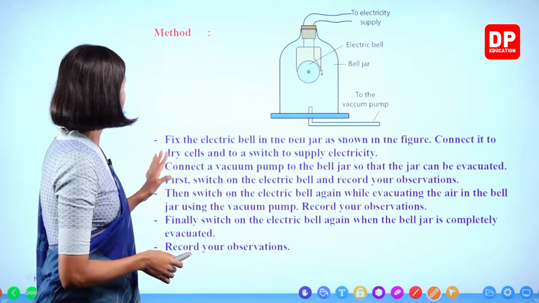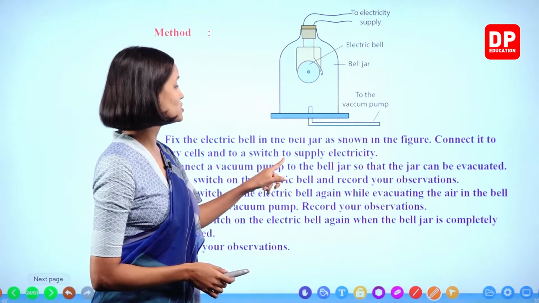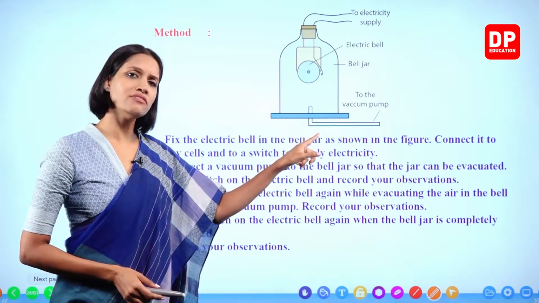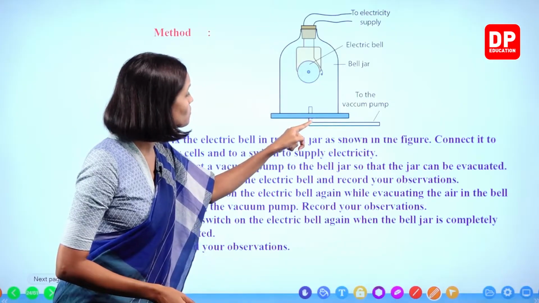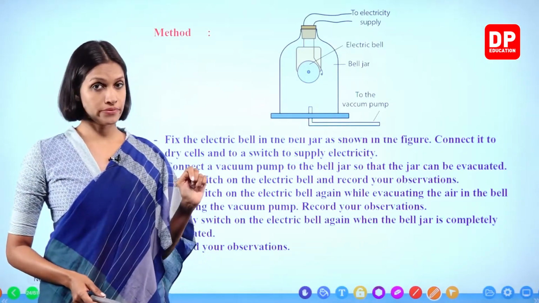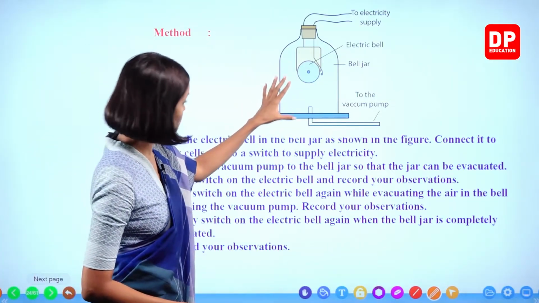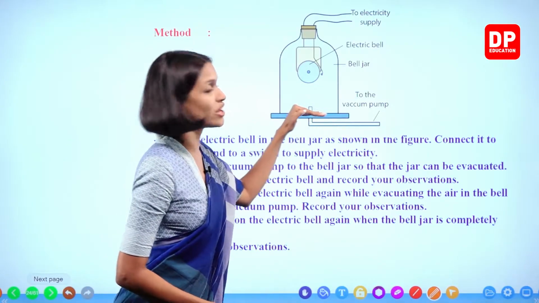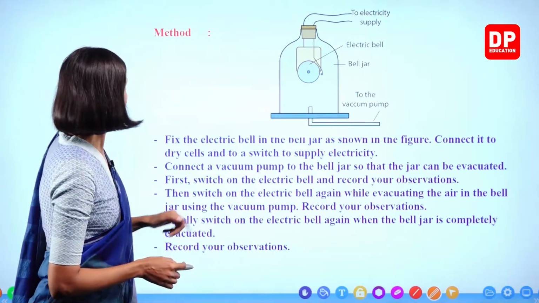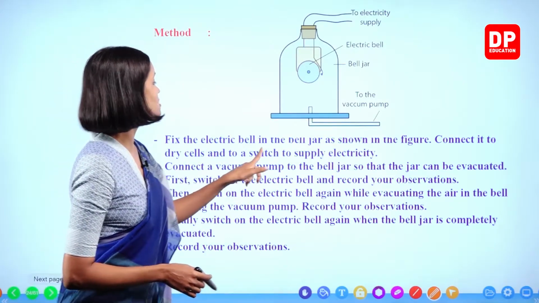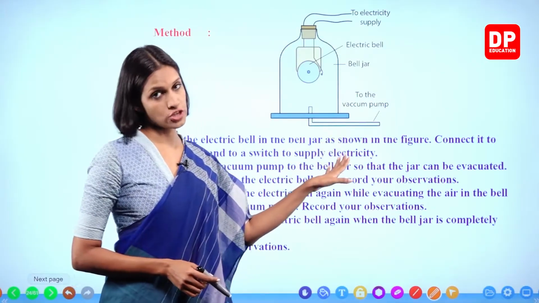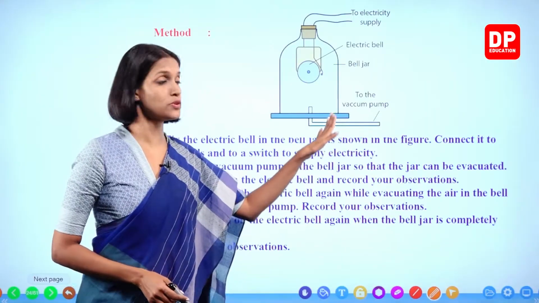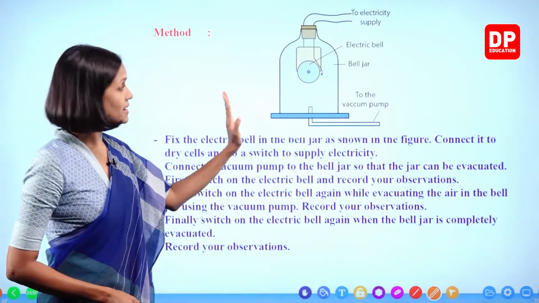Now then, connect a vacuum pump to the bell jar so that the jar can be evacuated. So why do we need a vacuum pump? We need to remove the air inside the bell jar. Right, children? That is why we need a vacuum pump. Okay? First, switch on the electric bell and record your observations. Now, in the first instance, you are not going to turn on the vacuum pump. You are going to just leave it. Right, children?